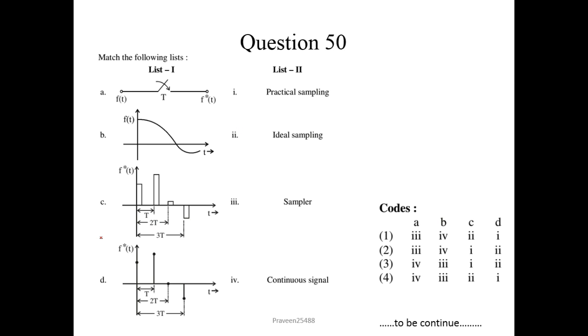Now question number 50. Match the following list. So here you can see the waveforms, and we have to match these. So this one is simply for sampler, and the continuous signal is given here. From continuity you can easily observe. This is for practical sampling, and for ideal sampling, this last one, where we consider only amplitude. So 3 4 1 2. Second one is the correct answer.